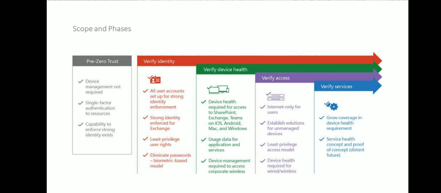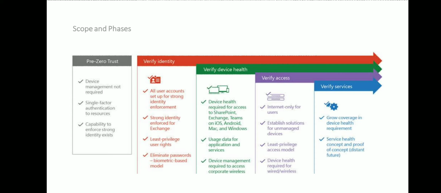So this is basically the beginning of your zero trust journey. And some of the organizations, I'm going to discuss the tools as well. I don't want to cover tools in this slide, but we have a slide deck where we have mapped different tools. So when we are saying verify identity, least privilege user rights, strong identity enforced for Exchange, how do you implement it, how do you map it with the tools?